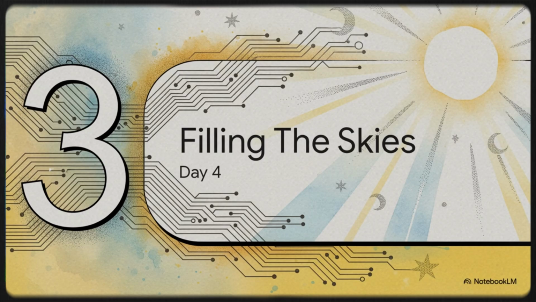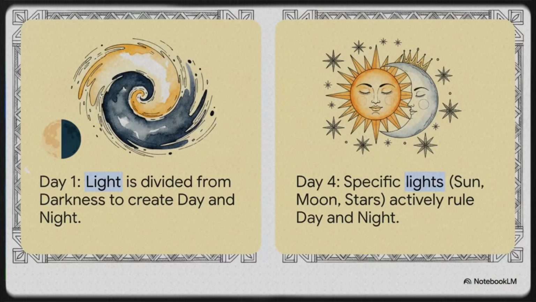Section 3, filling the skies. Moving right along into the second half of our blueprint, day 4 circles back to the very first element, light. Check this out. Day 4 connects perfectly to day 1, but the sun, moon, and stars aren't just cosmic light bulbs here. They are specifically commissioned as actual rulers to govern the domains of day and night that were just built. So day 1 gave us the abstract domains, and day 4 gives us the physical entities that actively govern those domains.